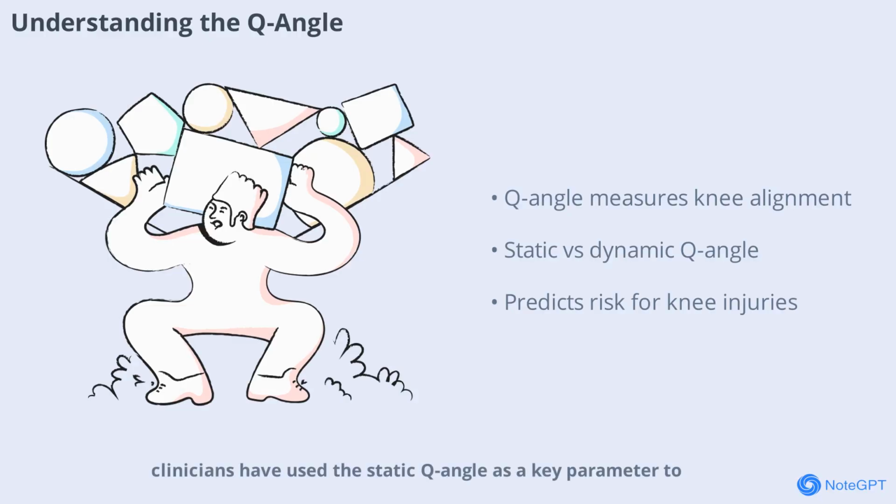Traditionally, clinicians have used the static Q-angle as a key parameter to evaluate knee alignment and predict risks for injuries like patellofemoral pain, patellar instability, and other knee disorders. However, the clinical value of the static Q-angle has been questioned due to its limitations and inconsistent correlation with actual knee pathology. As research has advanced, a new concept has emerged, the dynamic Q-angle, which considers knee alignment during movement, offering a more functional perspective on knee biomechanics.